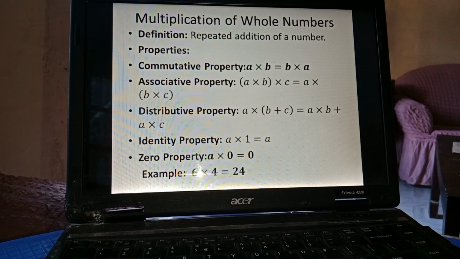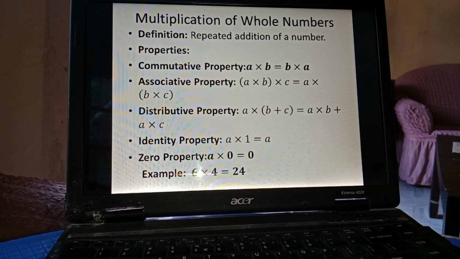Identity property. A times 1 equals A. Any number you multiply by 1, you get the same result. 2 times 1 is 2. 3 times 1 is 3. 4 times 1 is 4. 5 times 1 is 5. And so on and so forth.